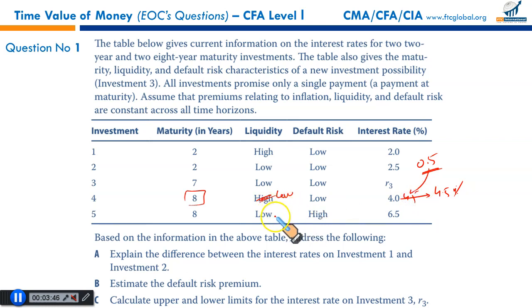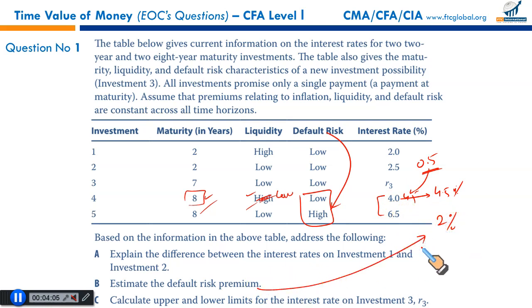Now the only difference between these two, maturity 8 years, liquidity low. The only difference between these two investments is default risk. One has low default risk, the other has high. So the difference between these two, 4.5 versus 6.5, this 2% difference represents your default risk premium. That's all. C. Calculate upper and lower limits for the interest rates on investment 3.